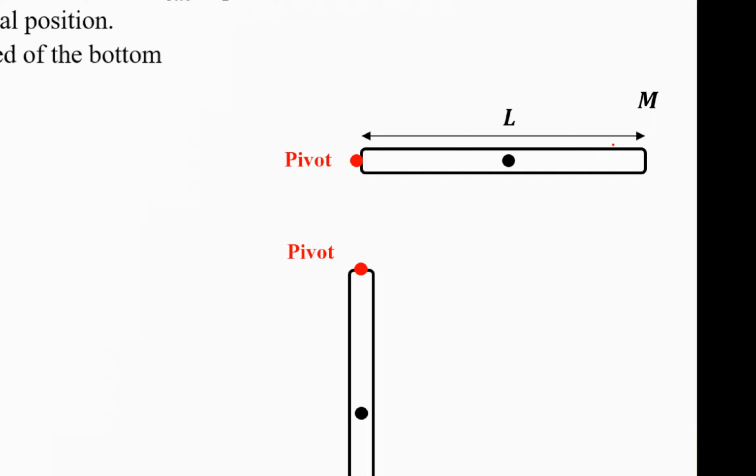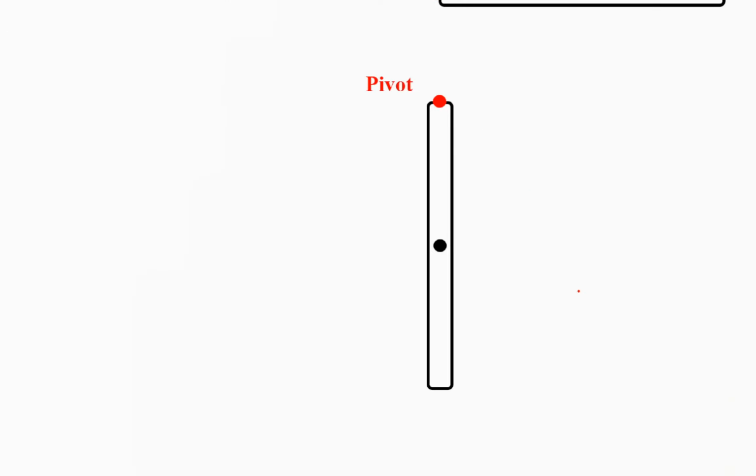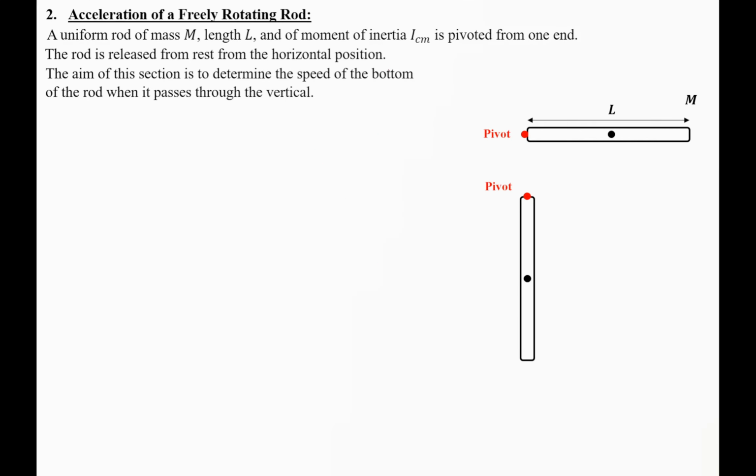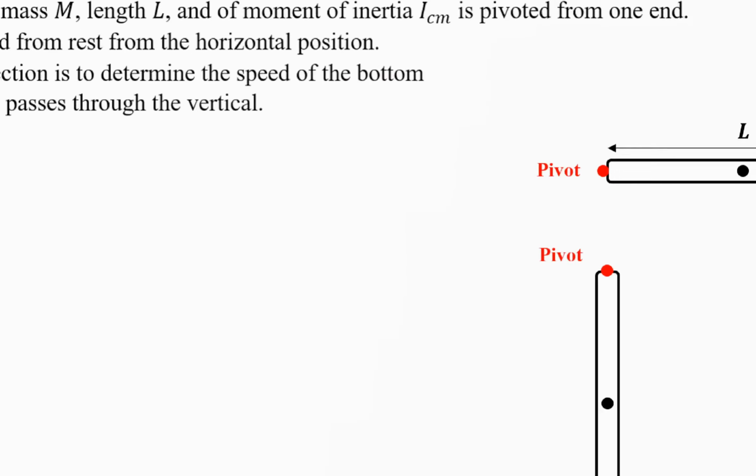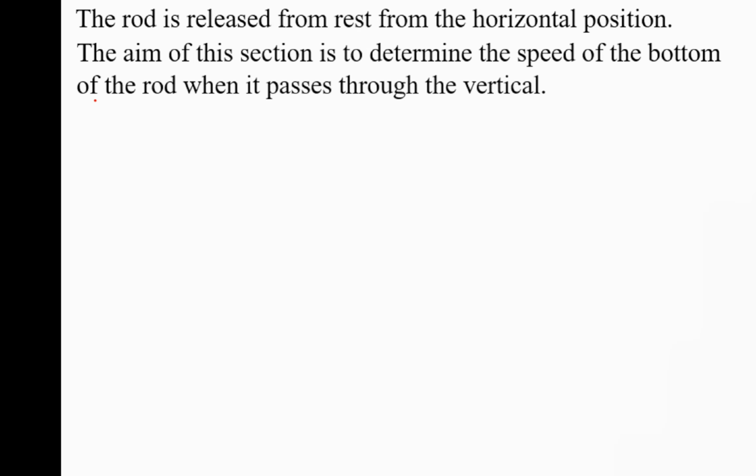We're going to release the rod from rest. The rod is allowed to rotate around this pivot point. We are interested in determining the speed of the rod as it passes through the vertical position, but the speed of which point? The speed of the bottom of the rod, as has been mentioned in the text. So the speed of the bottom of the rod.